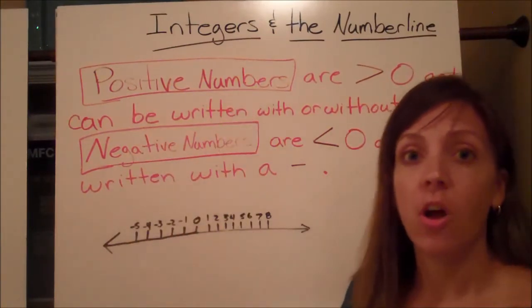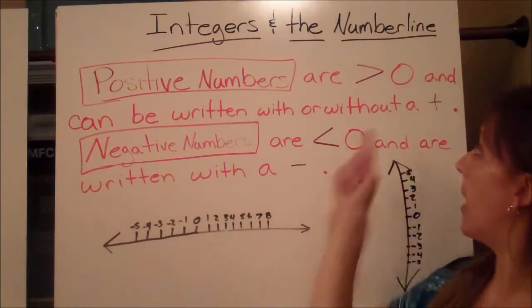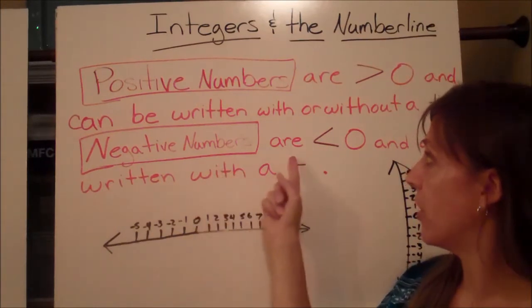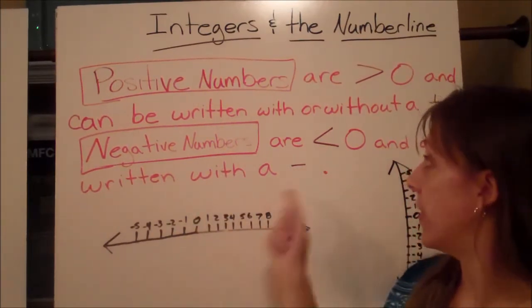Positive numbers are numbers that are greater than 0, and they can be written with a positive sign. Negative numbers are less than 0 and can be written with a negative sign.